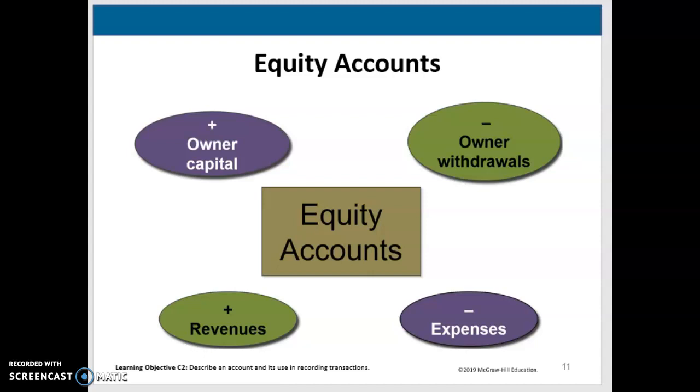Expenses are what we pay to operate our company. And then owner withdrawals, if the owner withdraws money for personal business, we're going to keep track of what they pull out. Just like we kept track of what they put in under owner's capital, we're going to keep track of what they pull out under owner withdrawals.